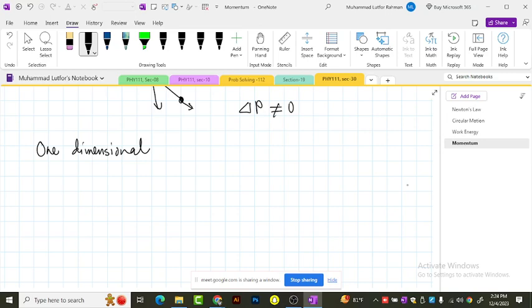All right, let's consider one-dimensional collision, or head-on collision. Sometimes we say head-on collision.